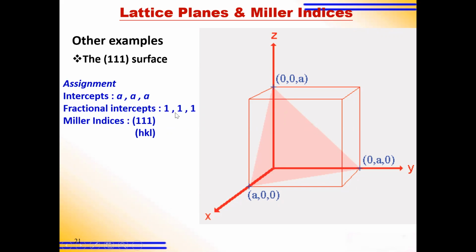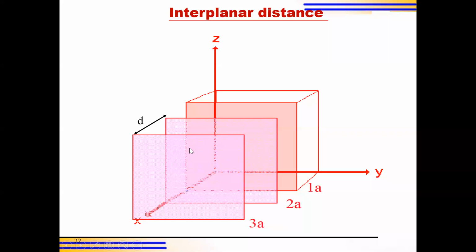So A, and it is 1 1 1. So it is the intercept. It is 1 1 1, or Miller indices. It is 1 1 1. So in this way, we can find out the Miller indices from the interplanar distance or these planes.